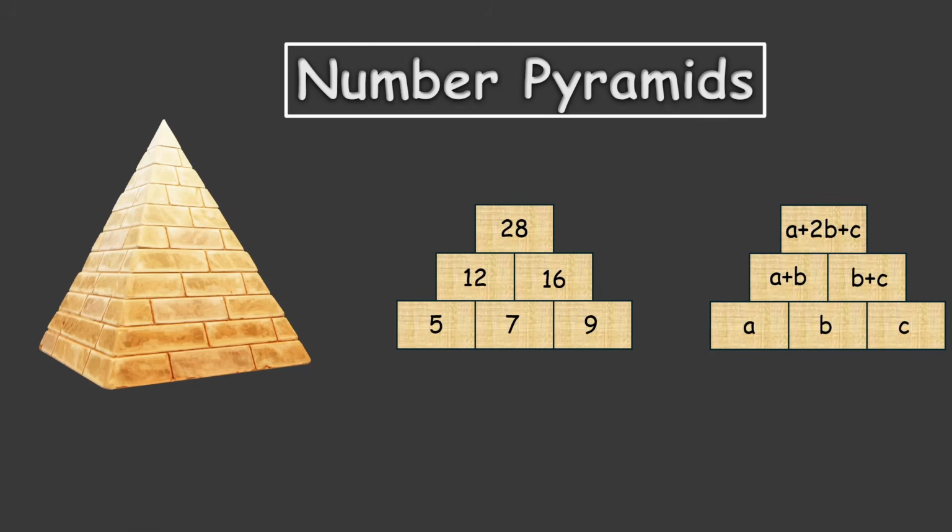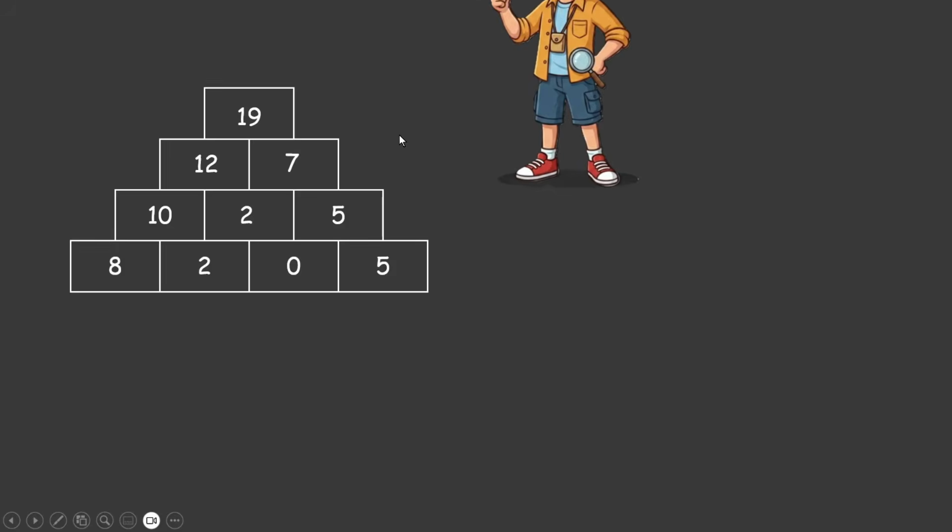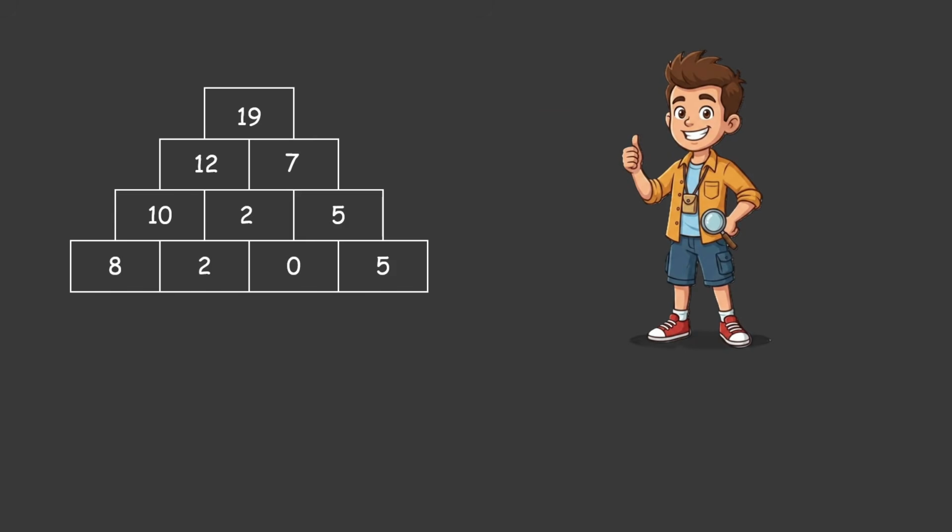Let us look at some more examples. Let us fill this pyramid. 8 plus 2 is 10. 2 plus 0 is 2. 0 plus 5 is 5. Now here we'll add 10 plus 2 and we'll get 12. 2 plus 5 is 7. 12 plus 7 is 19. Now it is time to solve missing blocks in the pyramids.